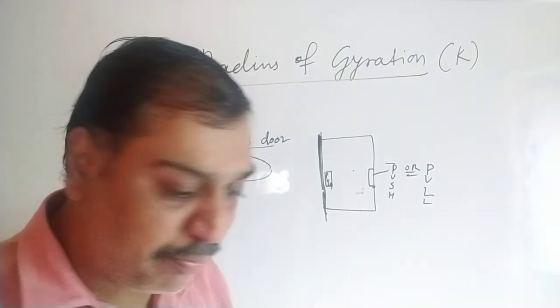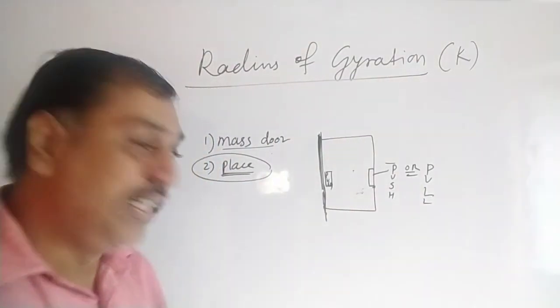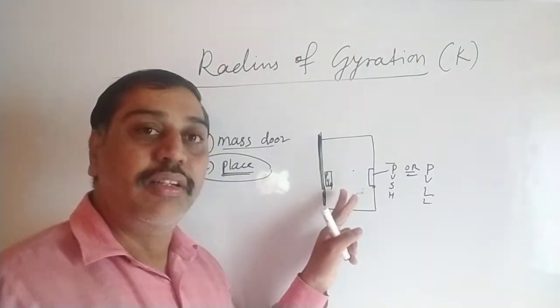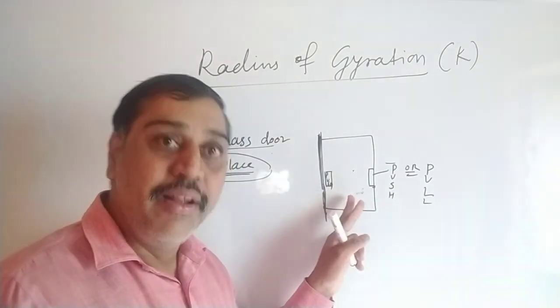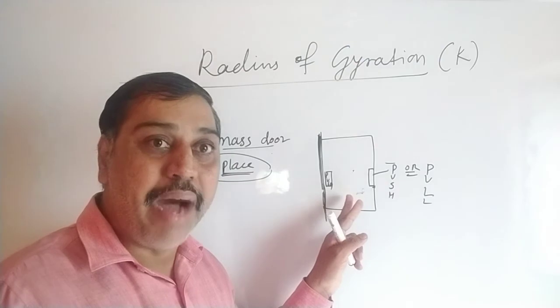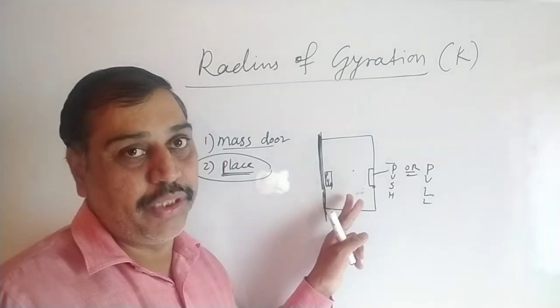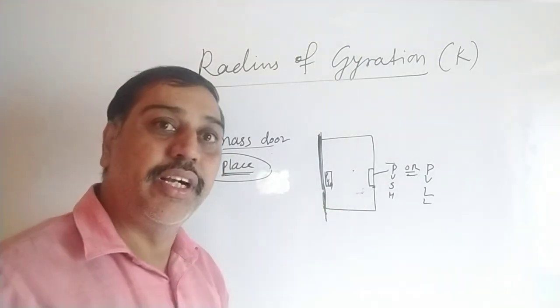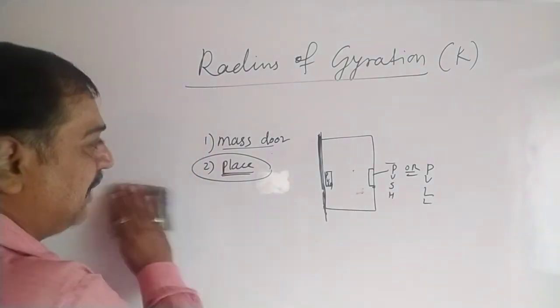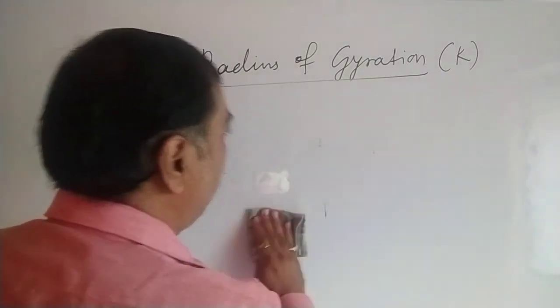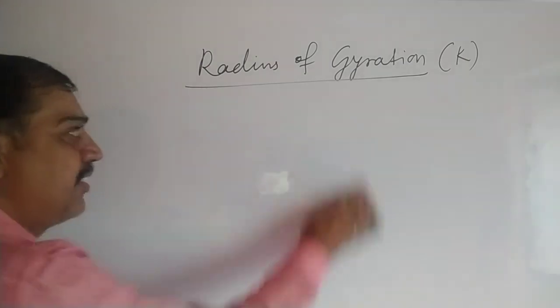And that can be explained by one concept. The amount of force required depends on the distribution of mass, how the mass is distributed, and that can be measured using one quantity, which is said to be radius of gyration. So let's start with this radius of gyration.